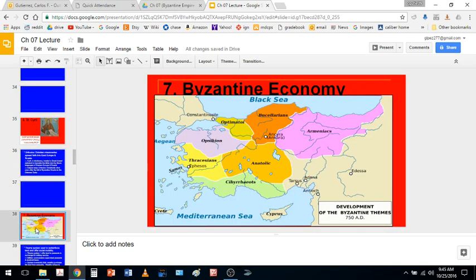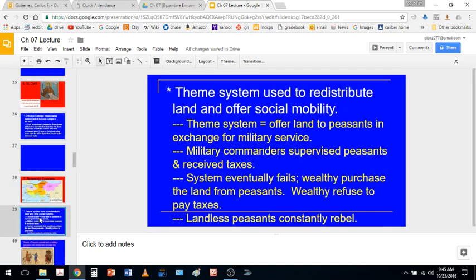So let's talk about the economy of the Byzantines. The Byzantines were mainly agricultural, and they really worked at trying to keep the concentration of wealth and land to a minimum.